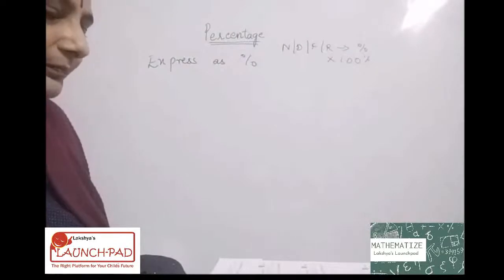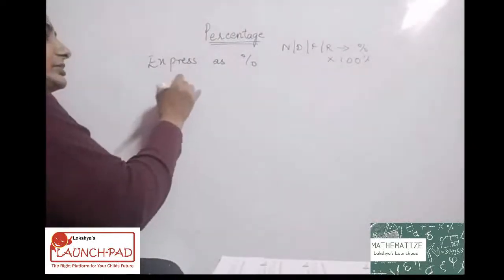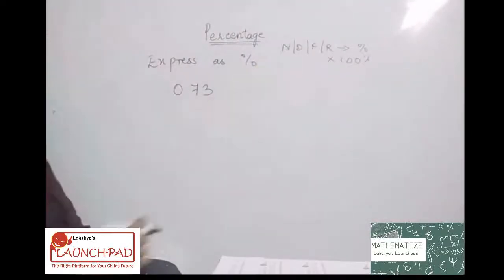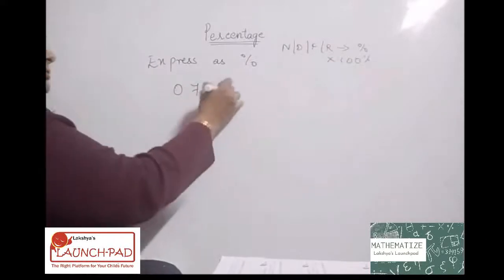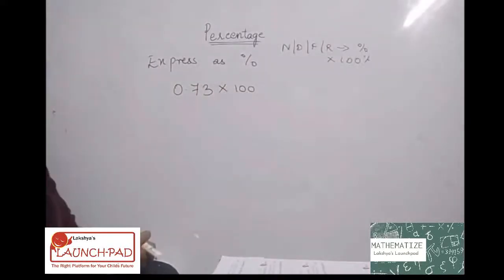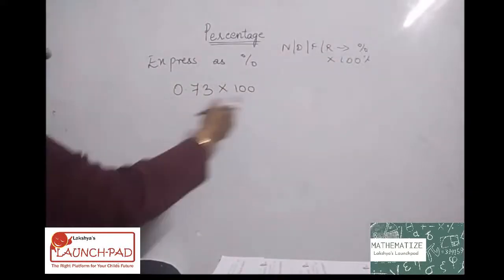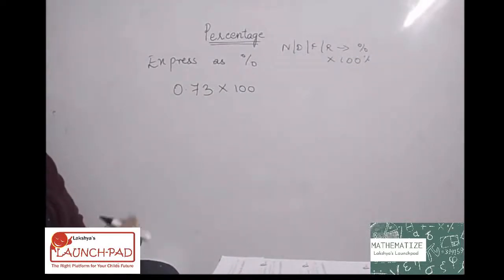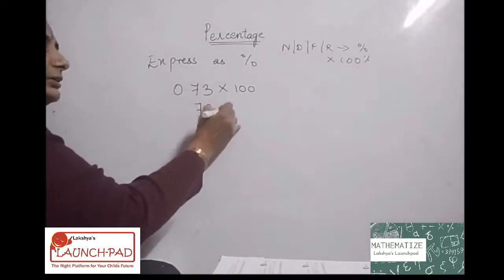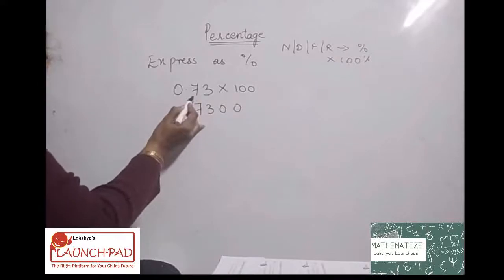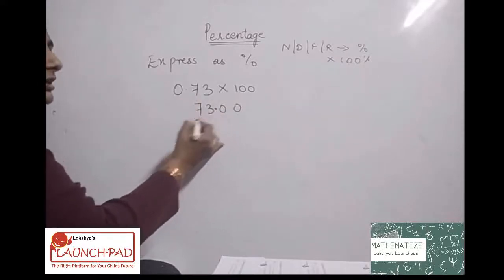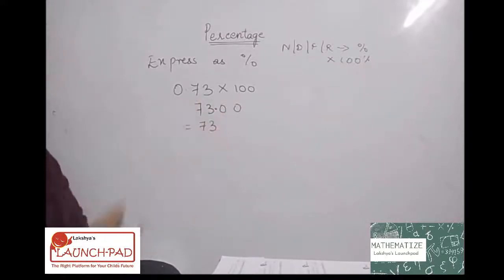Same way, if I have to convert 0.73 as a percent, what should I do? Decimal to percent. Multiply by 100. So, what will happen when I multiply 0.73 into 100? 7300. Two digits. Answer is 73.